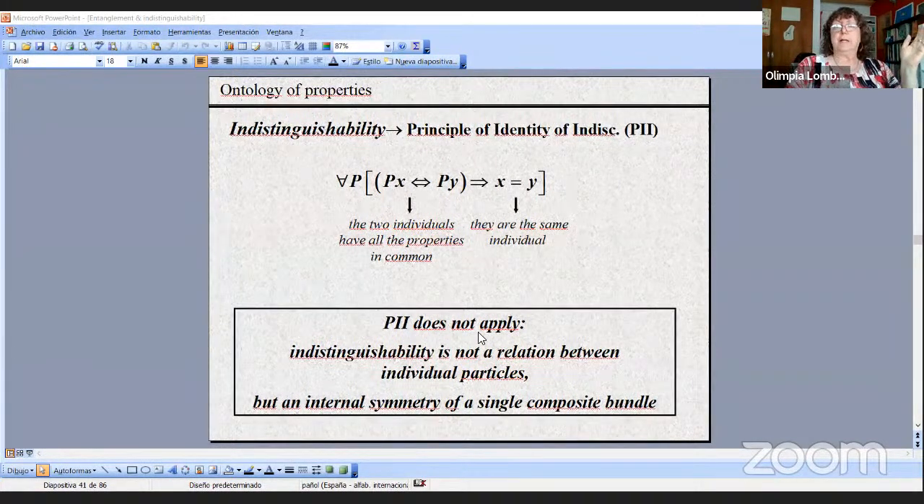So the principle does not apply, because indistinguishability, which is not a relation between individuals, is an internal symmetry of a single composite bundle. So indistinguishability changed its meaning from the very beginning.